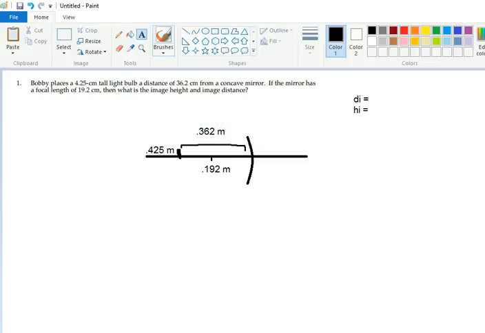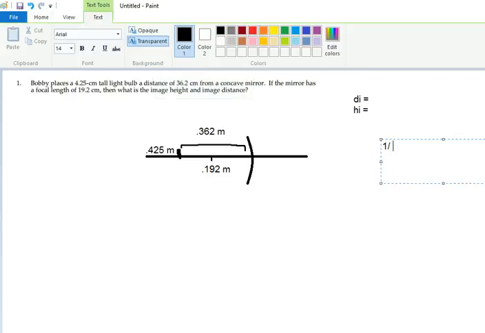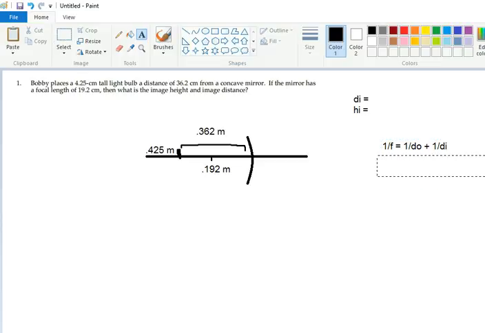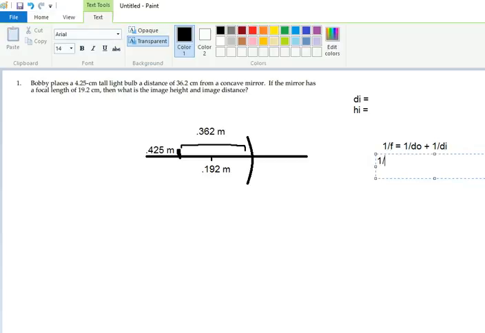Okay, so the first thing we're going to have to do is use the mirror equation, which is 1 over f equals 1 over dO plus 1 over di. Alright, so 1 over the distance between the focus and the mirror, which we're given, is 0.192 meters, equals 1 over dO, which is the distance between the object and the mirror, so that would be 0.362 meters, plus 1 over di, which is what we're trying to solve for.